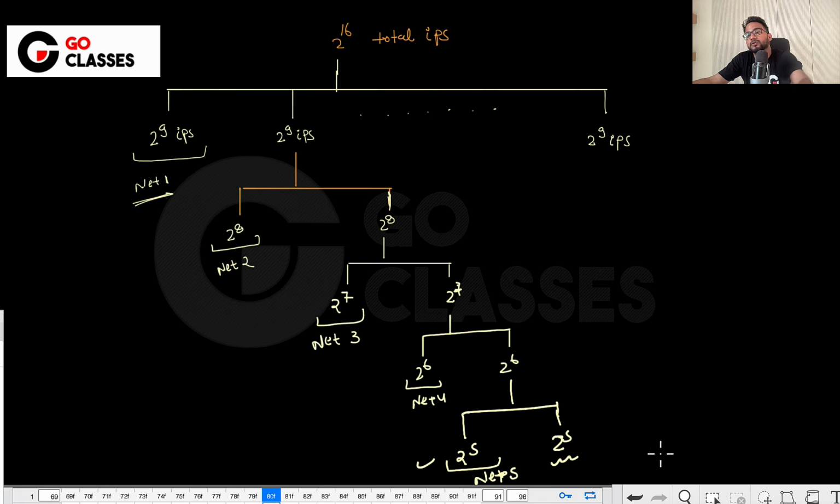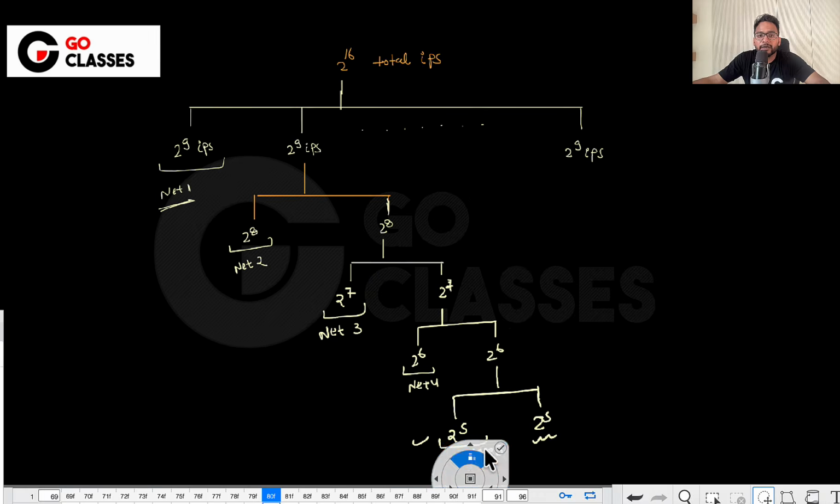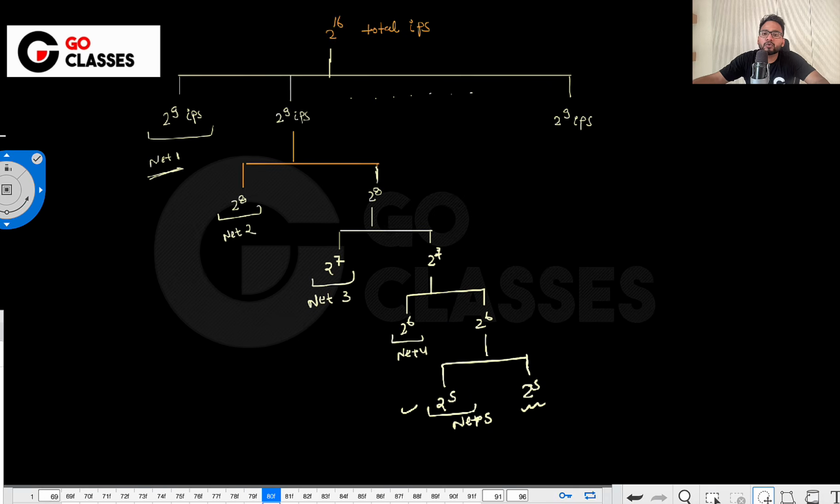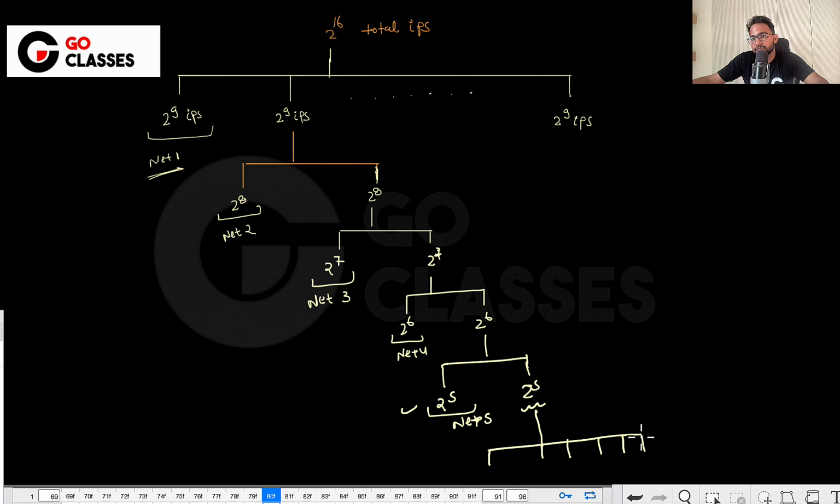Obviously no. So let me divide this into multiple parts, each of 2 power 2. If this is 32 IPs, and I'm assigning into blocks of 4, then it will be divided into 8 parts. Each of these is 2 power 2. Okay, let me divide into 8 parts. Then let me assign this to network 6, right?